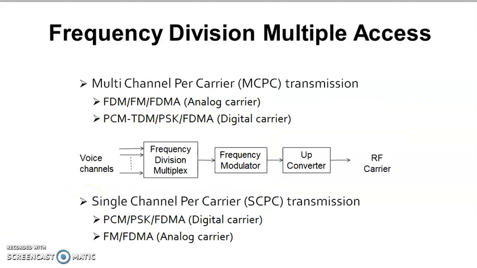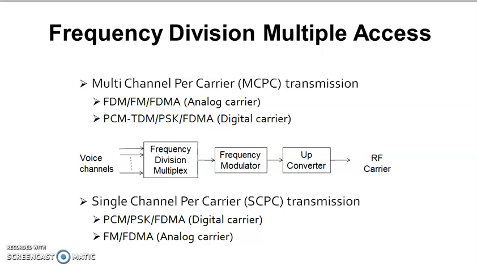Now, in the case of multiple access techniques, we have frequency division multiple access. In this, we will learn about a multiple channel per carrier transmission system. This is a simple example of frequency division multiplexing. If you see, we can have a radio channel input, which has a certain bandwidth or frequency spectrum.